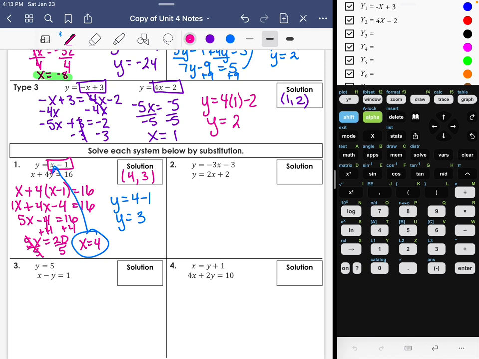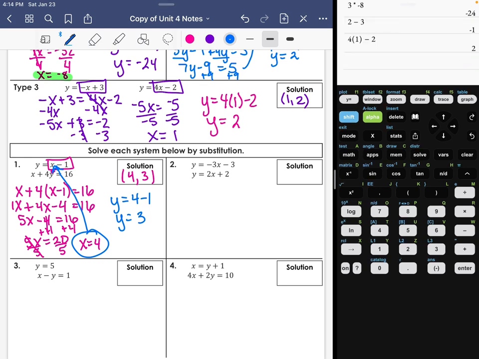So if you do very much math, you will find that math people always choose the easiest route. So that's why I'm going to substitute that back into the easier equation, because it's easier. I want to do it the fastest, most efficient way I can.